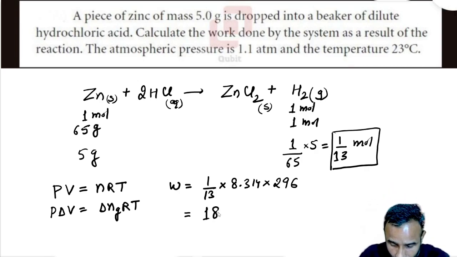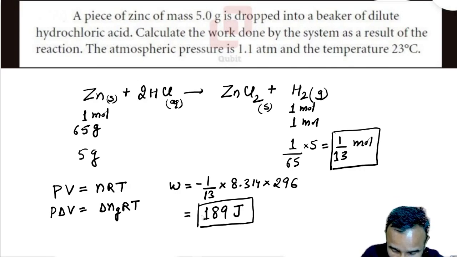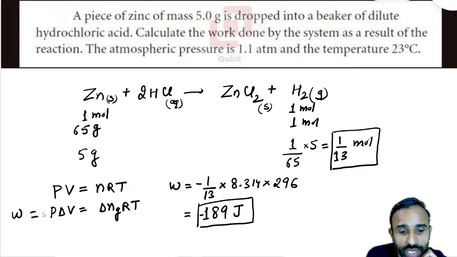It is 1.89. And what is the answer given? It is negative. Yes, that's true, because it is expansion, so we write a minus sign here, because work done is minus P delta V, right? So it is minus P delta V, minus delta NgRT. So it is very close to it.